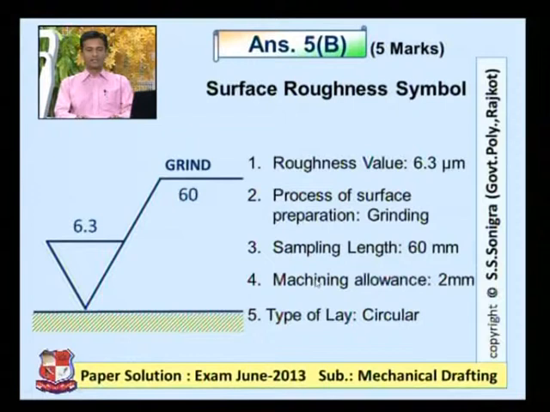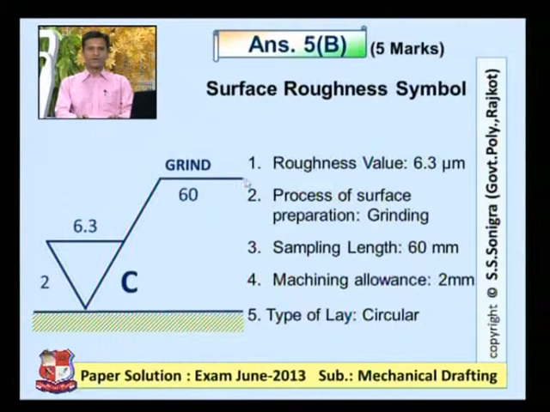Then fourth one is machining allowance, that is 2 millimeter, which is to be written over here. Only 2, just 2 on this side from this triangle. And type of lay, that is circular in this case. So write C over here, which means that the type of lay is circular.